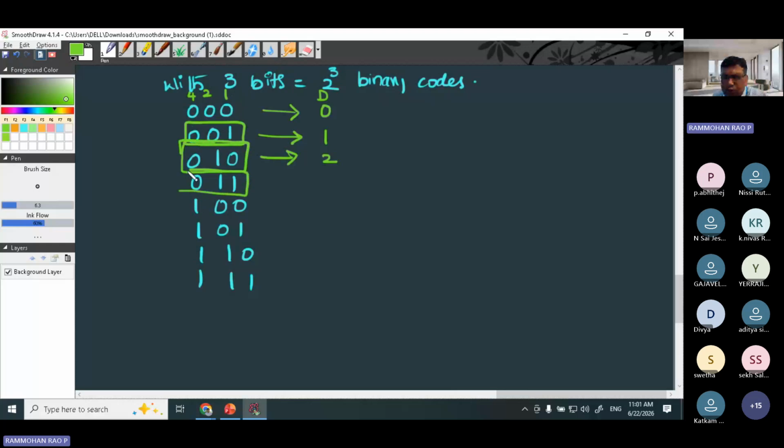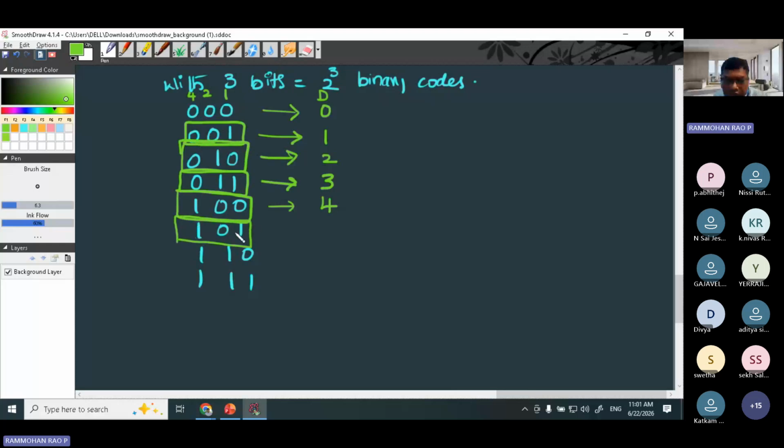Similarly, 011. Two ones are there. In which positions? 2 and 1. Add them. 2 plus 1 is 3. Similarly, in this binary code 100, where is the 1? Only one is present, in this particular location. What is the face value of this third position? The face value is 4. So the decimal value is 4.